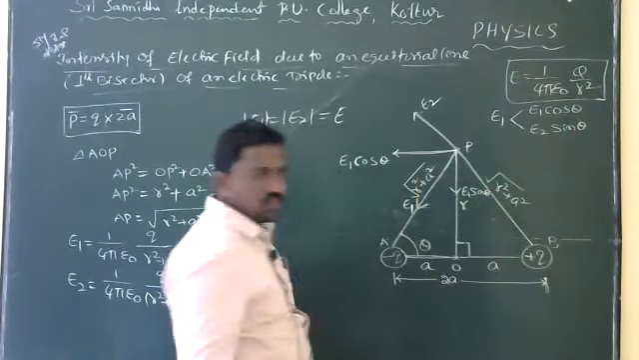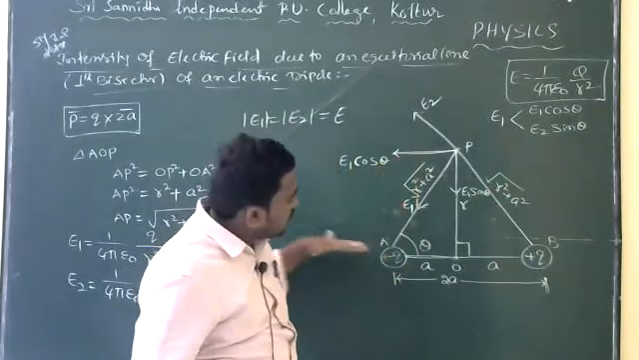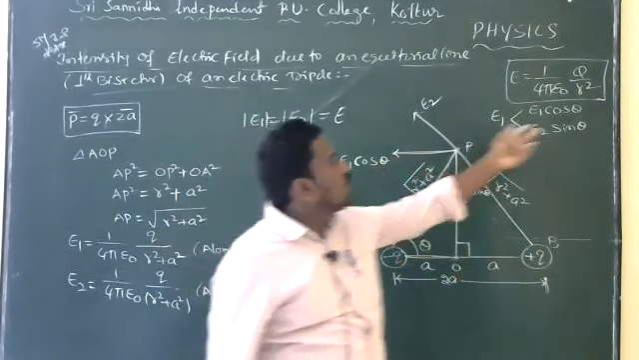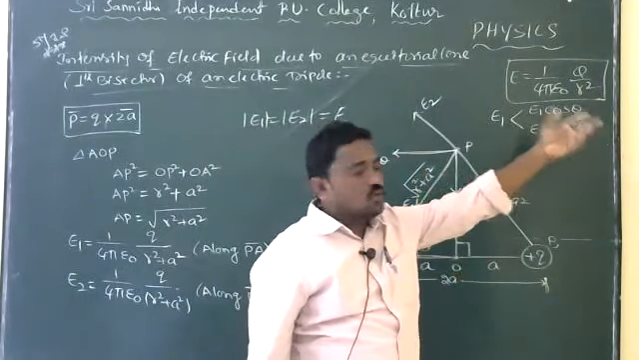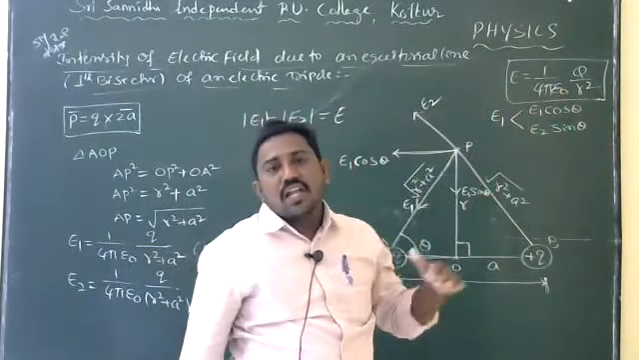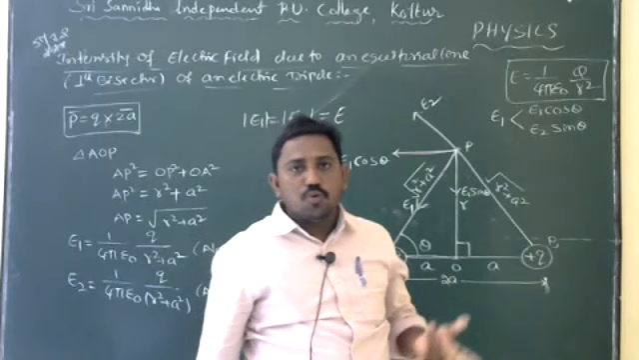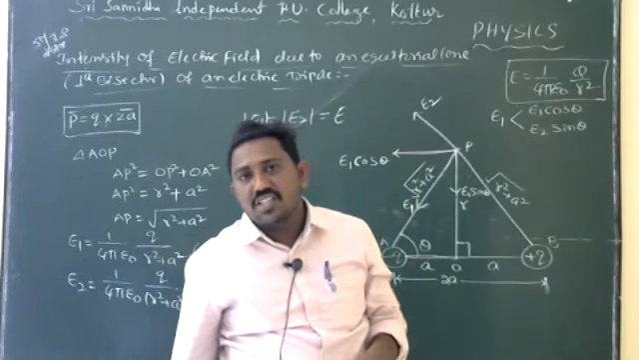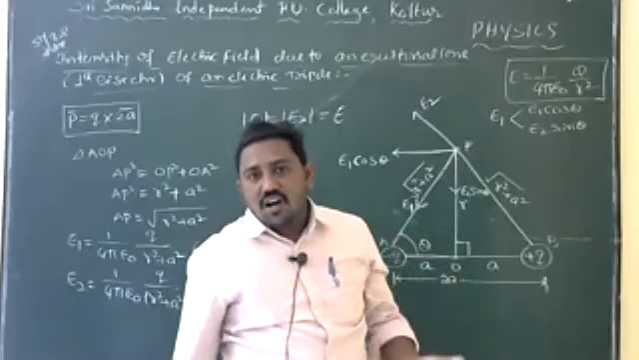Understand this one. E1 makes an angle theta with the horizontal, so it can be resolved into two components. We already discussed this in the vector chapter. A vector A makes an angle theta with the horizontal, and it can be resolved into two components: A cos theta and A sin theta. A cos theta is the horizontal component.